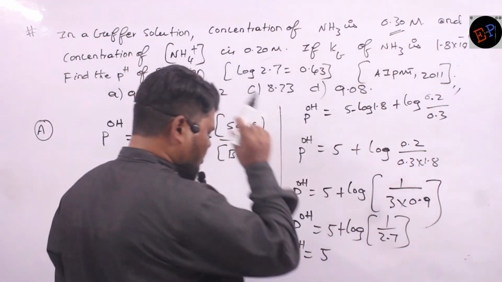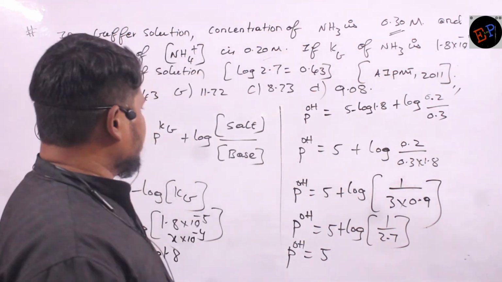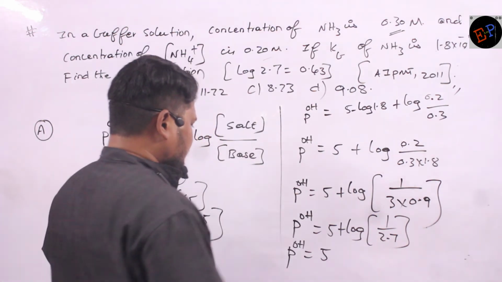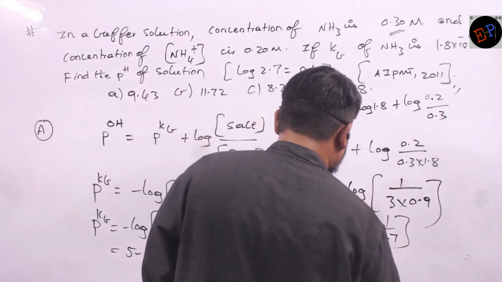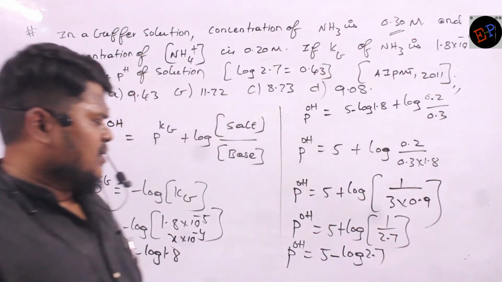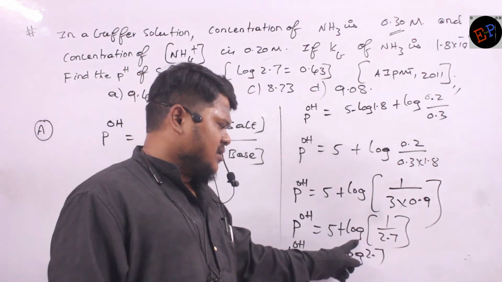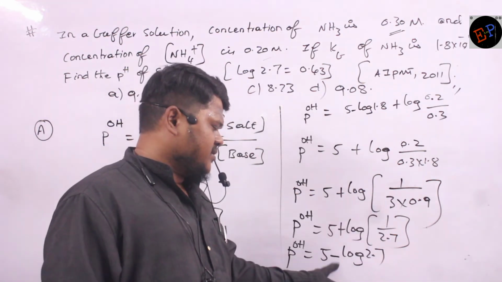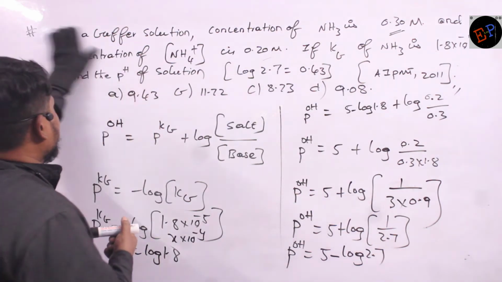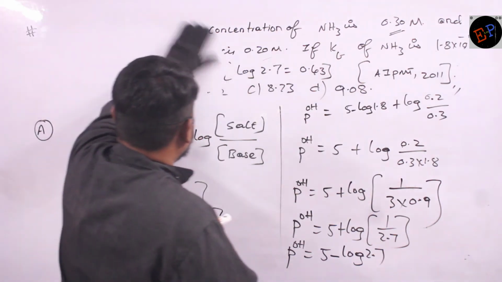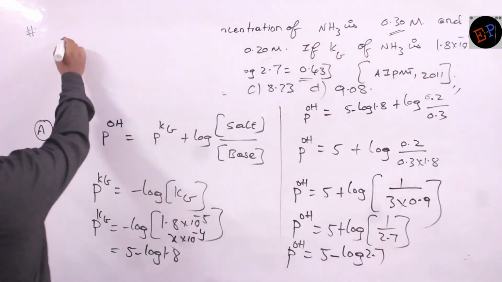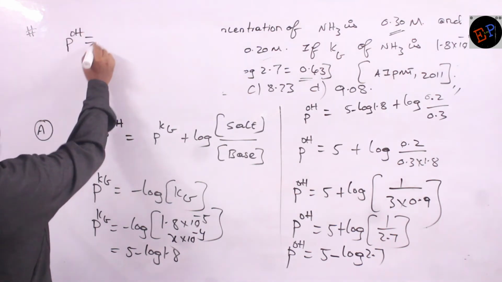Now this log of 1 by 2.7, how can I write? Log of 2.7 is given, so I will take the log to the numerator. Then I will write 5 minus log of 2.7. Are you able to understand? Because log 1 by x can be written as log x power minus 1. Minus 1 comes here, so minus log of 2.7. And the log 2.7 value is already given. Log 2.7 value is how much? 0.43. So pOH is how much?